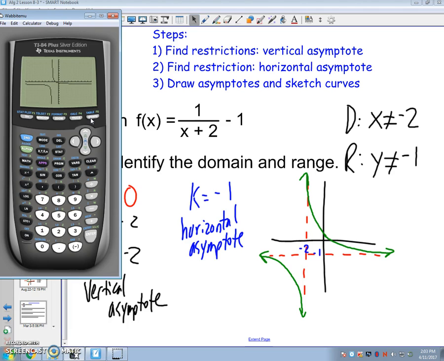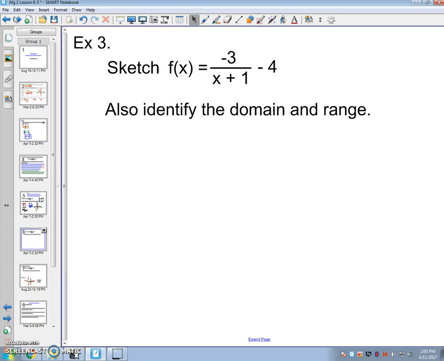Alright, so again, there's two asymptotes, a horizontal one and a vertical one. Graph them, then there's your 4 sections. Always draw on the top right, and then just alternate unless a is negative.